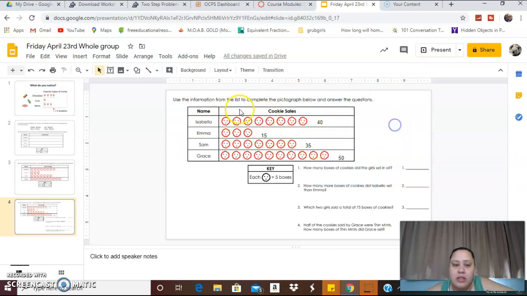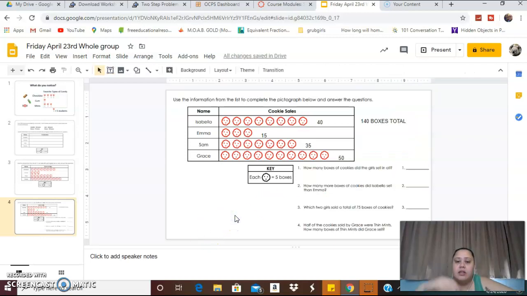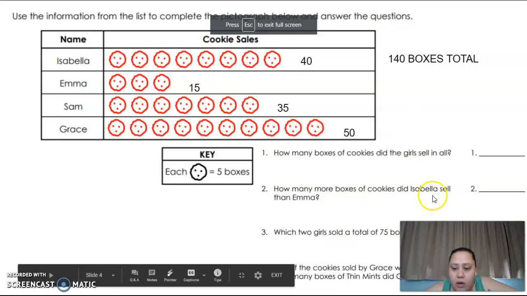Plus 30, so it was a total of 140 boxes between all 4 girls. I'm going to write that here, 140 boxes total. I like my information ready for me to use. All right, now let's go back to full screen and we can go over these questions.